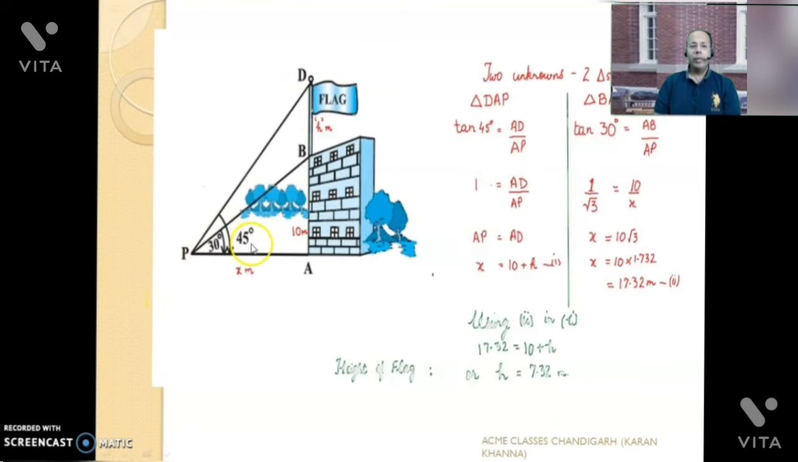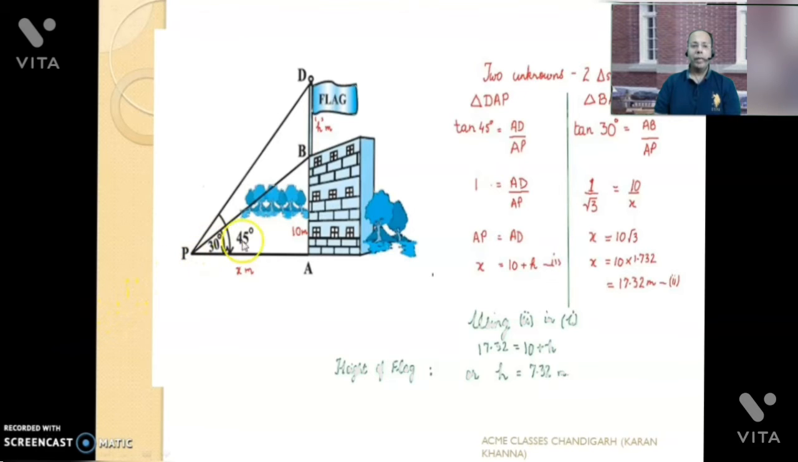Using the same figure as before, the height of the building given in the question is 10 meters. We are supposed to find two things in this question. First, the height of the flagstaff, and secondly, the distance of the point P from the building. The rule of thumb is, if you are supposed to find one thing in a heights and distances question, you look at one triangle. Since we are supposed to find two unknowns, we look at two triangles.